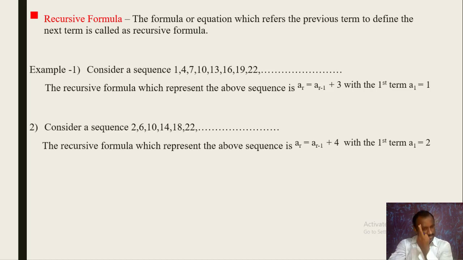If you observe this sequence, it is obtained by adding 4 to the previous term. That is, in general, the rth term of the sequence is given by a_r is equal to a_(r minus 1) plus 4. If we want the rth term, then we must know the previous (r minus 1)th term, and to that we add 4 to get the next term, with the initial term, the first term a1, equal to 2. If we change the initial term, then the same recursive formula will give another sequence. That is, in the recursive formula, the first term must be given to you.